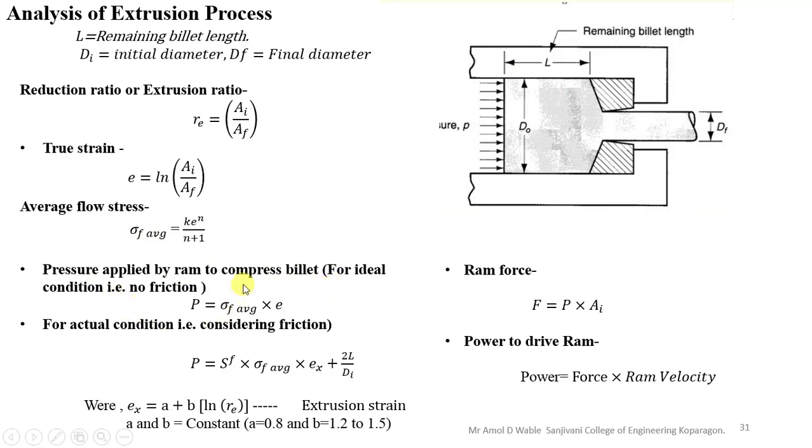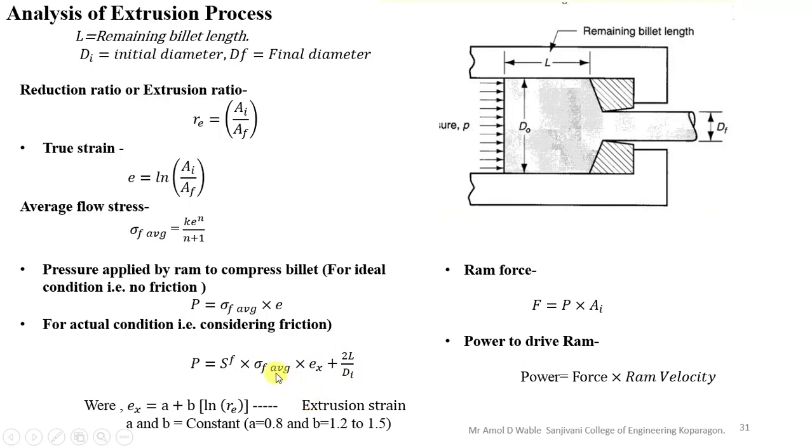for an ideal condition. So ideal condition means what? There will be no friction generated between the billet and your container. So in that case the pressure will be average flow stress into ε, that is the true strain. For actual condition, that is in practice, there will always be friction between the billet and the container. So at that time what will be the pressure? It will be SF into average flow stress into (εx plus 2L upon Di).